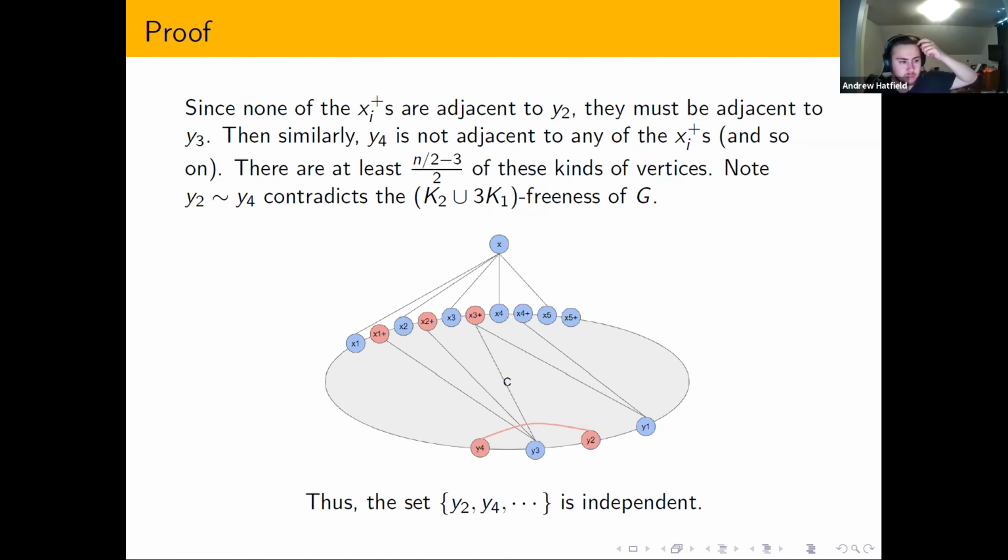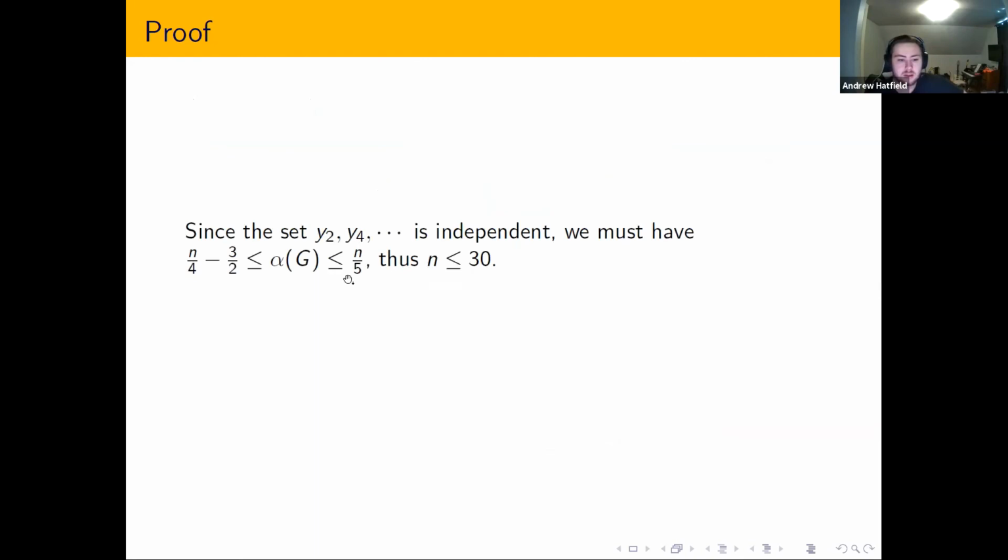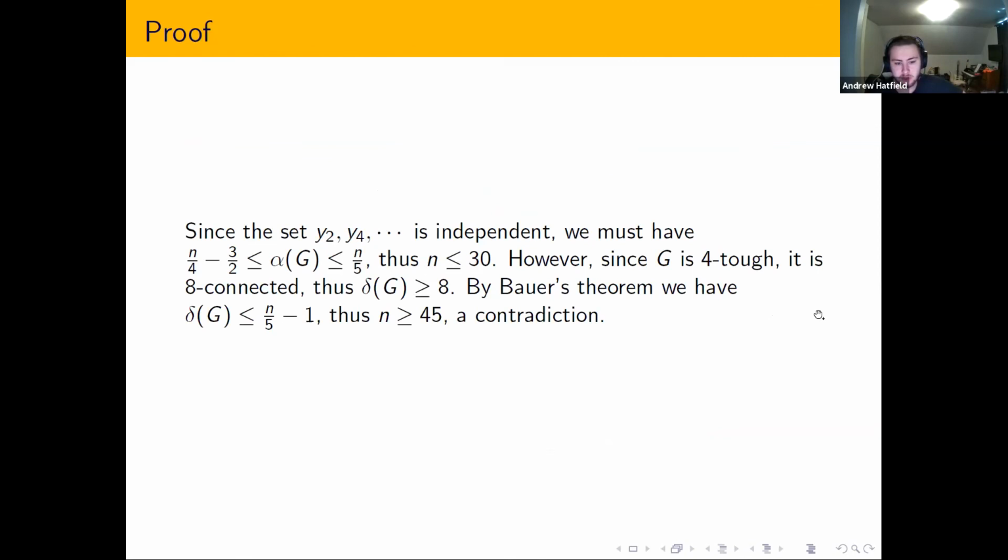This set is independent. So since the set is independent, it has to have size smaller than the independence number. So we get the bound n is less than or equal to 30. However, by Bauer's theorem and the eight-connectedness of the graph, we get n is greater than or equal to 45, which gives a contradiction. So that completes the proof. The cycle C must be Hamiltonian.